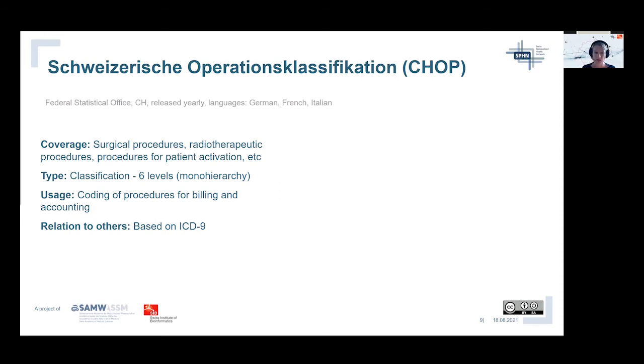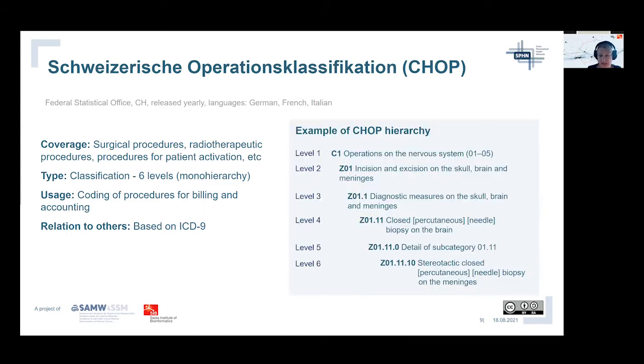So really the hospitals use it for that reason, and do the coding on a routine basis for that. The CHOP classification is really used only in Switzerland and is based on ICD-9. Germany, Austria, for example, have other coding systems for that. Just an example how the hierarchy looks like.